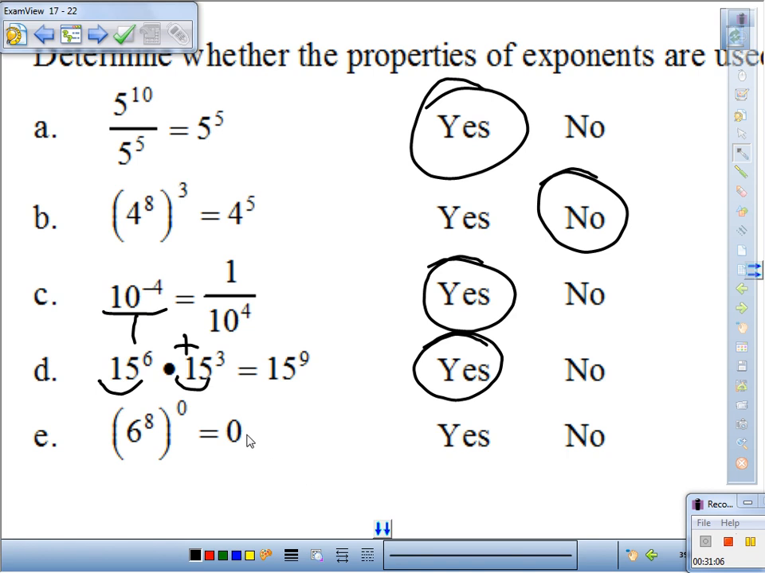Did they use it correctly? Yes. This one, this is 6 to the 0. Question. What is anything to the 0 exponent? Tell your neighbor. 1. And is this one used correctly? No. So this is no. Check your work, please.